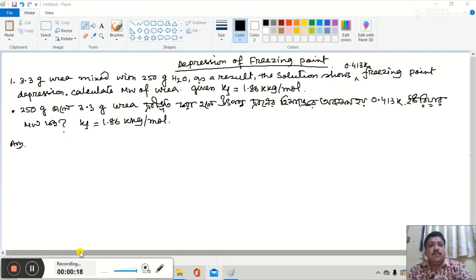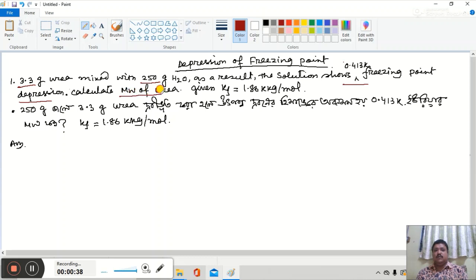Now the first problem is: when 3.3 gram urea is mixed with 250 gram of water, the solution shows 0.413 Kelvin freezing point depression. Calculate the molecular weight of urea. Given Kf is equal to 1.86 Kelvin kg per mole.